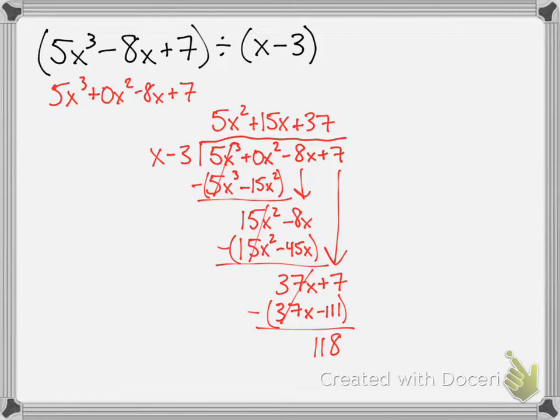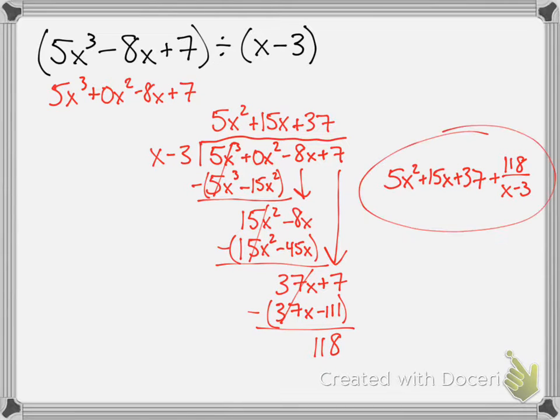I'm going to go ahead and write what I got above the box here. So 5x squared plus 15x plus 37. I have a positive 118 as a remainder, so we have plus 118. Make sure, again, you write the remainder over top the divisor. So my final answer is 5x squared plus 15x plus 37 plus 118 over x minus 3.